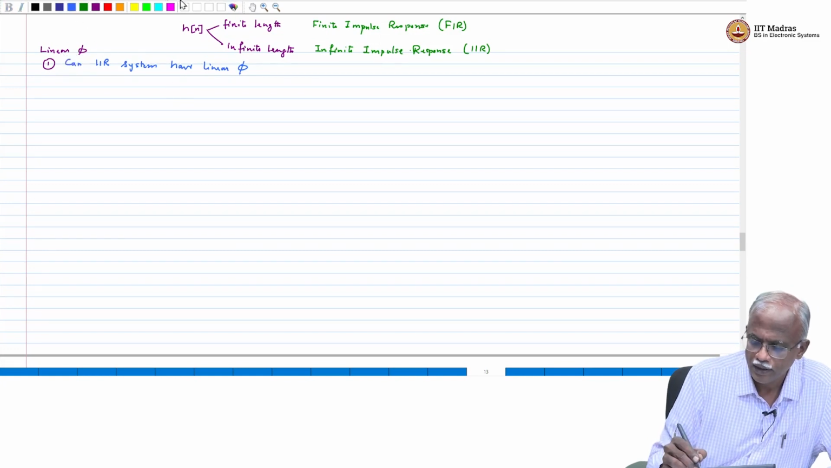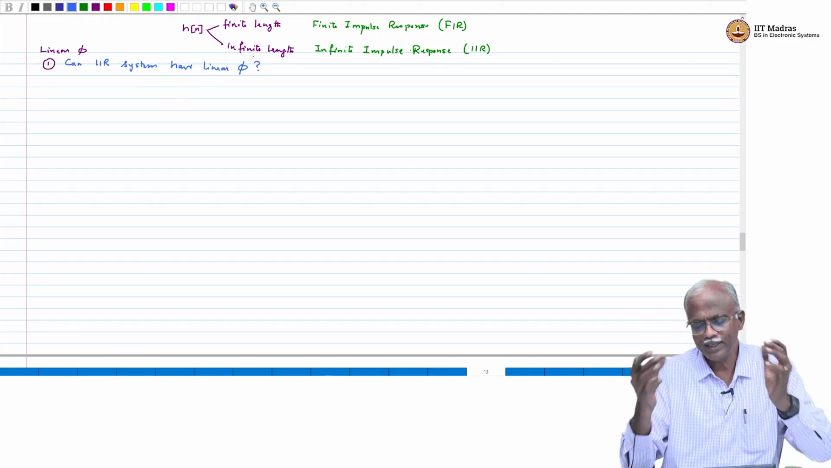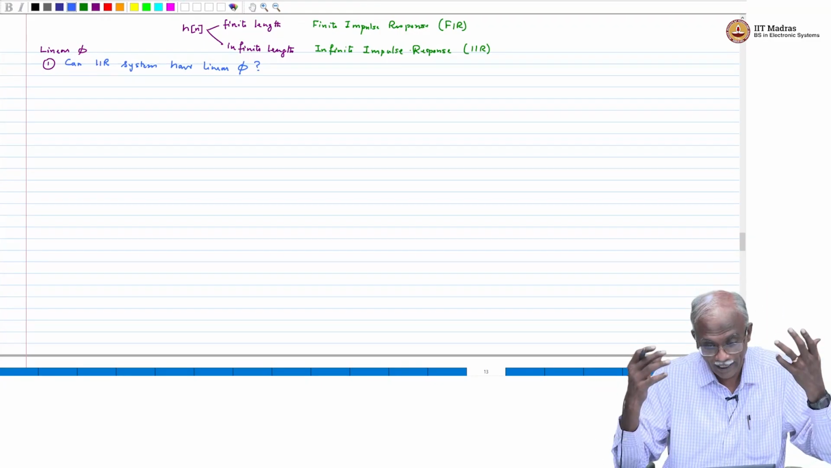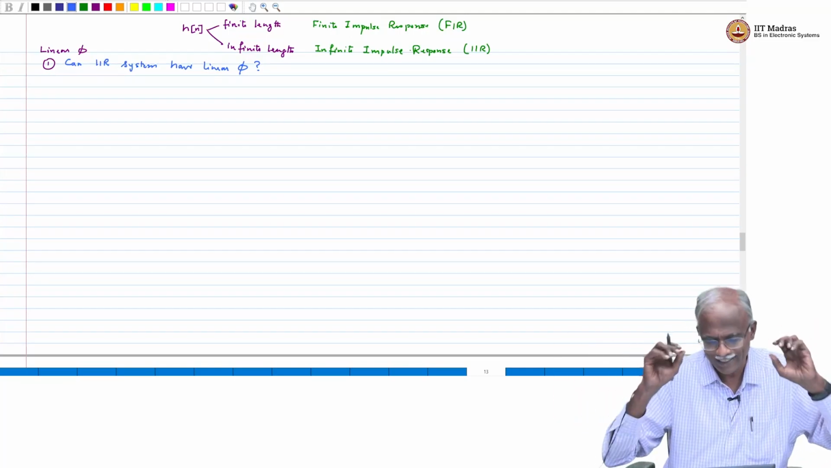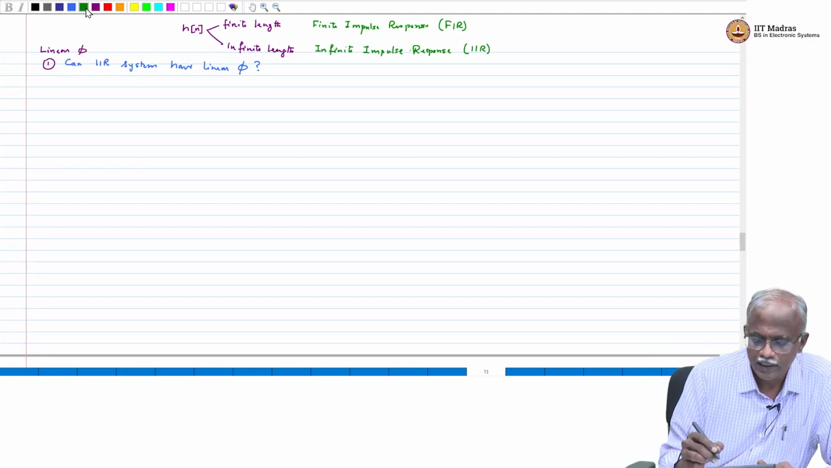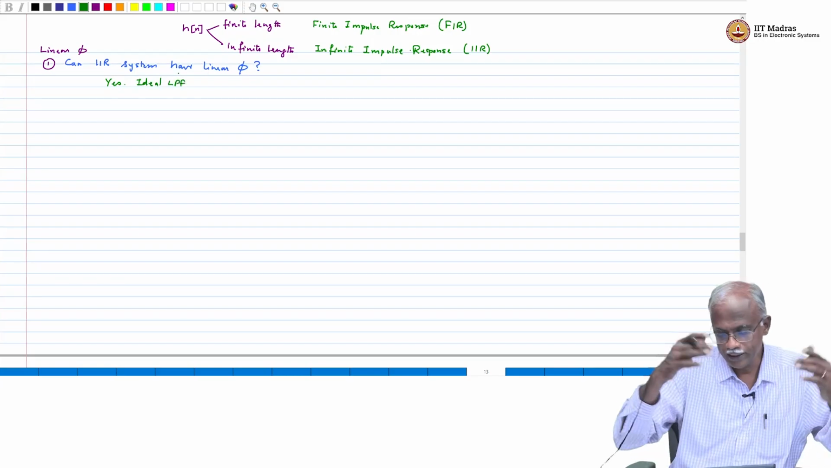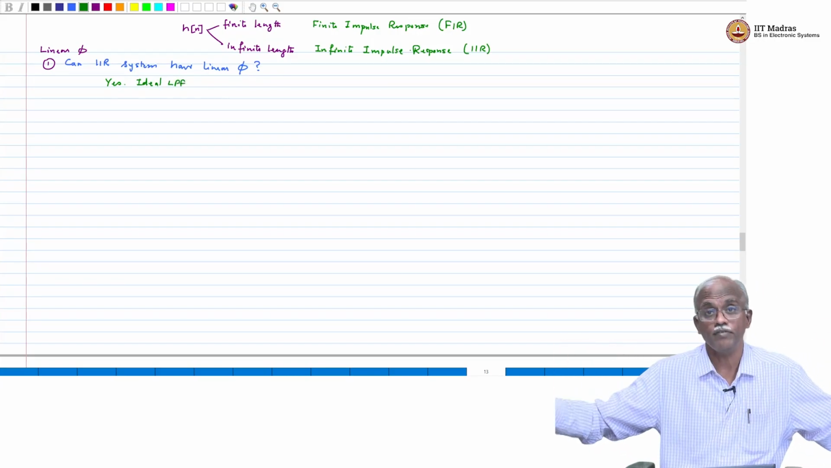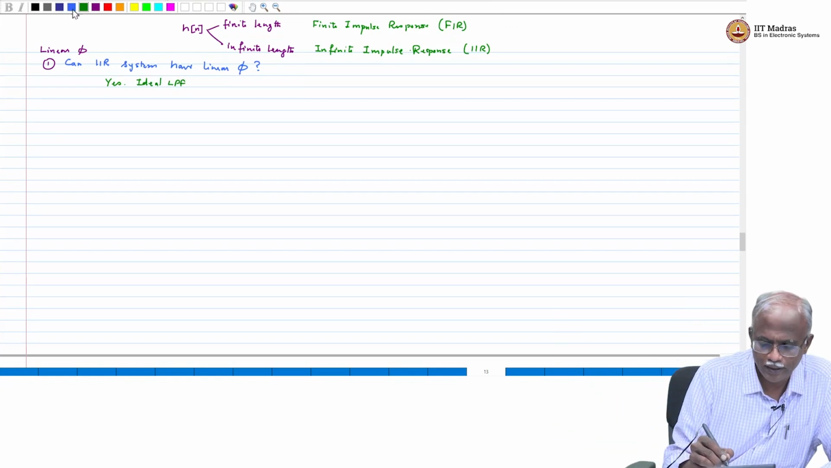Whenever there's a question like this, all you need to do is find one example which will give you a reason to say, can it be? So we're not saying that all IIR systems are linear phase. Can you find one IIR system that has got linear phase? Yes. Which one is it? Ideal low pass filter. It is a sinc function, doubly infinite actually, it goes both to the positive side and negative side, and it can satisfy linear phase.